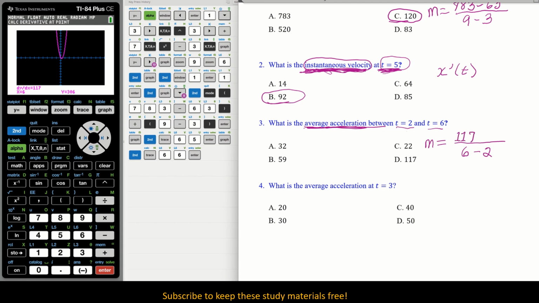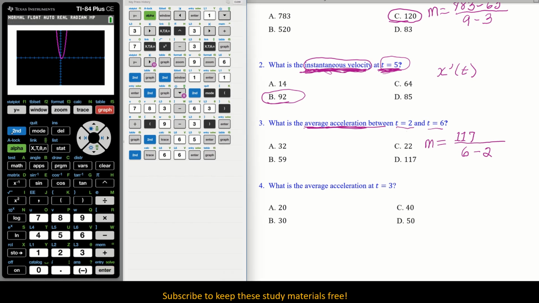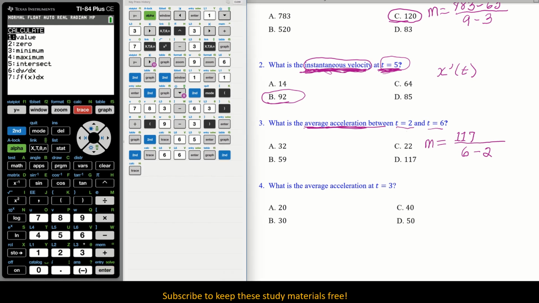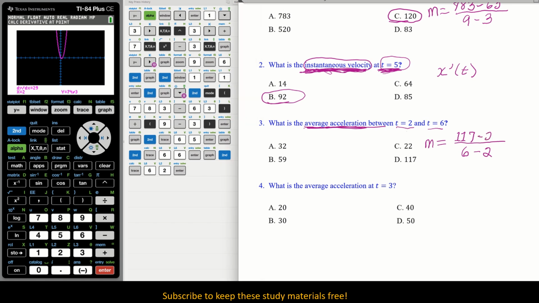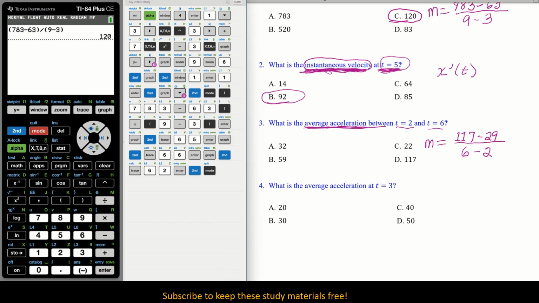Okay. So what we're getting is we're using our instantaneous velocity, and when we use those to get a slope, that's actually the acceleration. Okay. All right. So now I like to just start over by pushing graph and going second trace, number 6, but I need to just enter 2. Okay, which is 29. So I subtract 29.